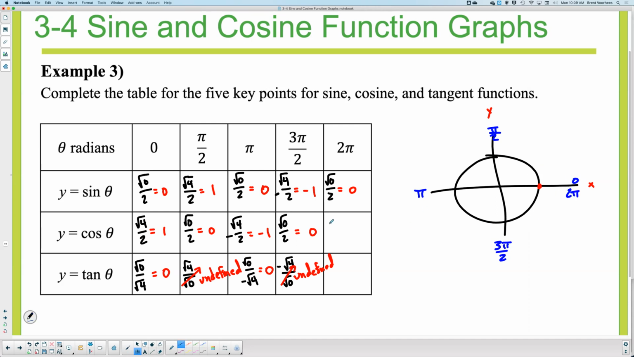How many fingers do you have for cosine? 4. So it's square root of 4 divided by 2, which is 1. And now we're positive because we're on the right side of the y-axis. And then finally, what's the square root of 0 divided by square root of 4? Square root 0 divided by square root 4 reduces to become 0. And there's your chart.